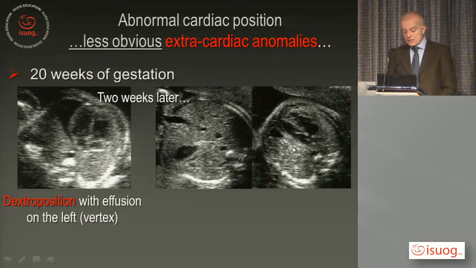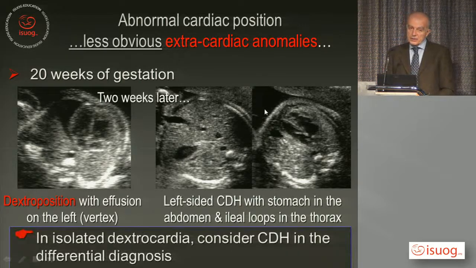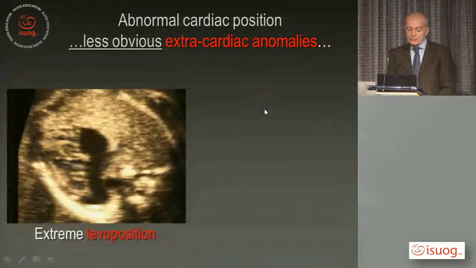But in this case there was a left-sided hernia without the herniation of the stomach. But you see here, you may make out some ileal loops. All this echogenic spot here are ileal loops, and with the moving image you would see this more effectively. So in case of isolated dextrocardia, you should consider diaphragmatic hernia in the differential diagnosis. This is quite important for you.